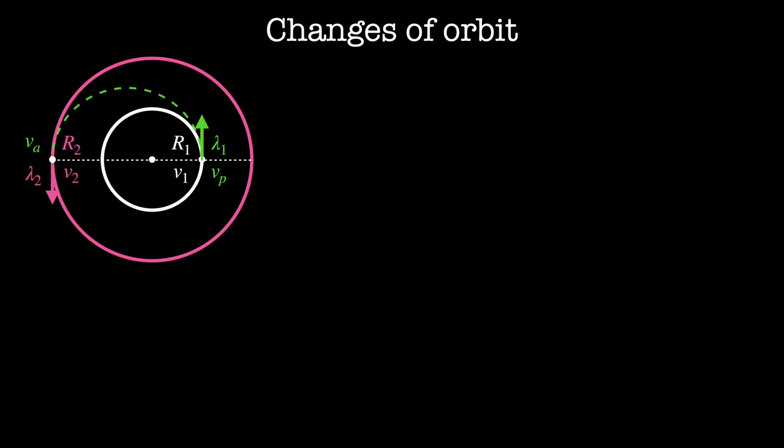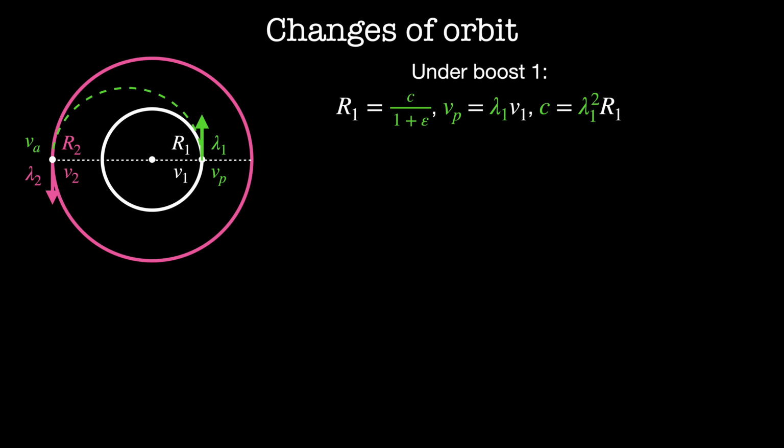orbital transformation. Under boost 1, the radius of the circular orbit, r1, is equal to the minimum radius of the elliptical orbit. So that tells us that r1 is equal to c divided by 1 plus the eccentricity of the orbit. The velocity at perigee vp is equal to lambda 1 times v1, and the coefficient of the elliptic orbit c is equal to lambda 1 squared times r1.